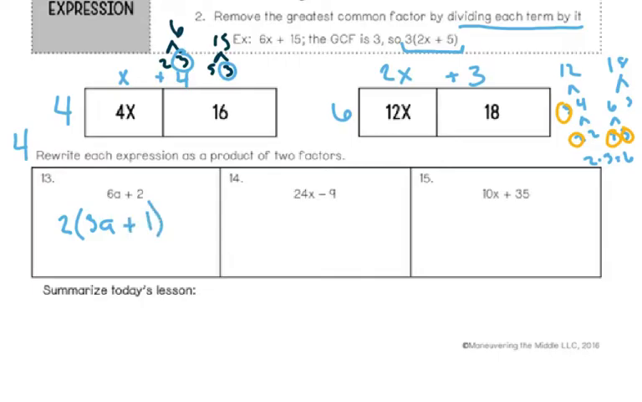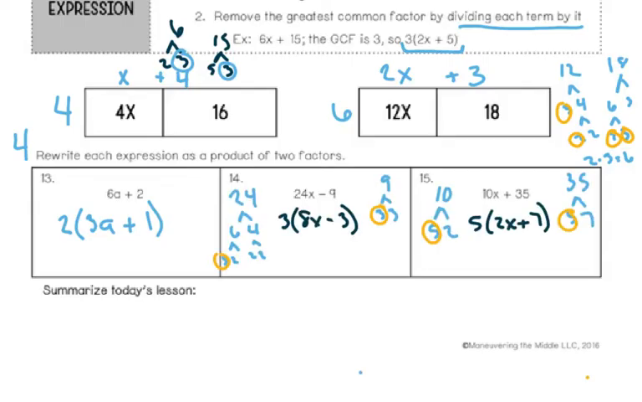Go ahead and pause the video, try this for 14 and 15, and press play when you're ready to check with me. For number 14, the GCF was 3. They each had a 3 in common. 24x divided by 3 is 8x, and negative 9 divided by 3 is negative 3. On 15, I've got 10 and 35. Their GCF is 5. So outside of the parentheses is 5, and then 10x divided by 5 is 2x, and 35 divided by 5 is 7. Go ahead and summarize today's lesson in 2 to 3 sentences.